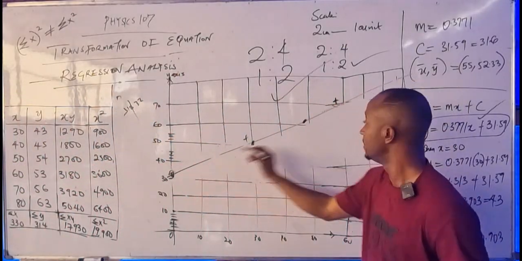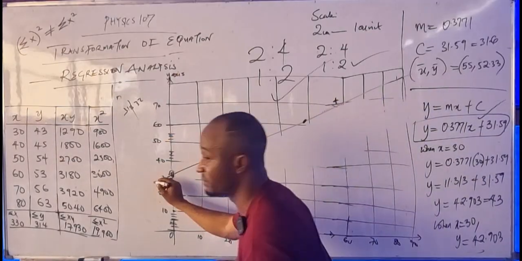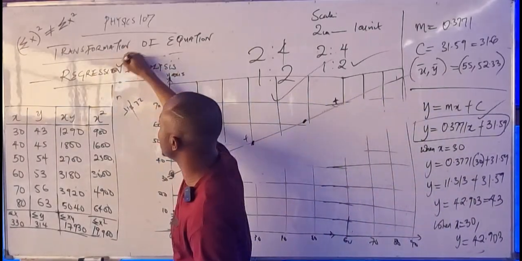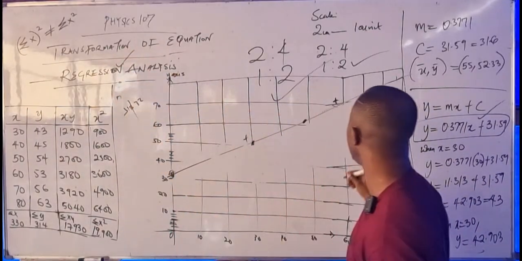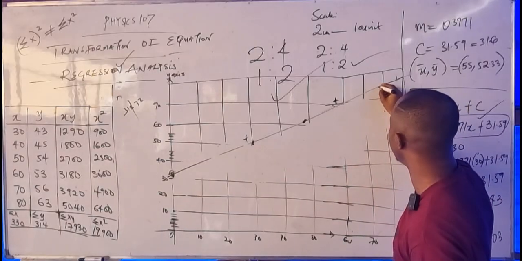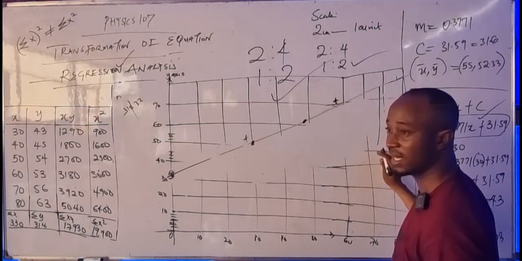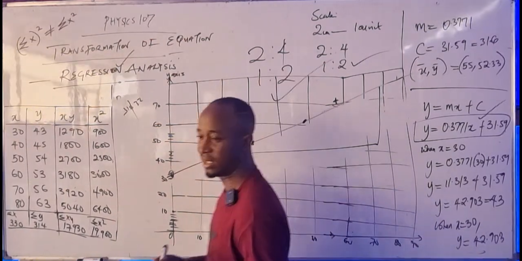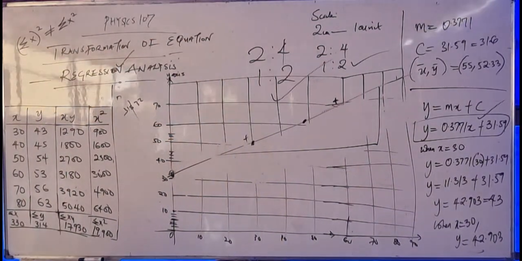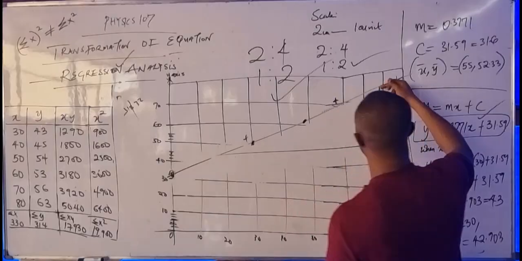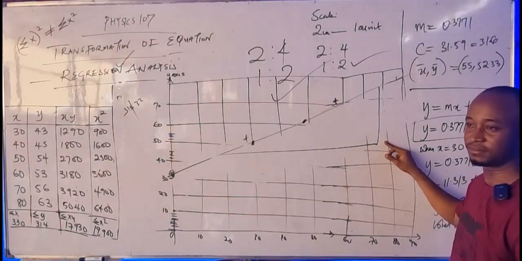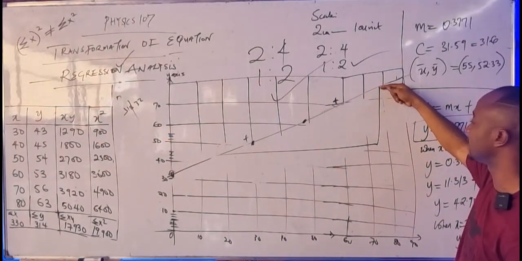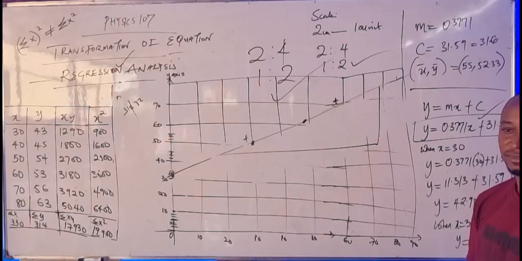This line is called the line of best fit, also called the regression line. So I will determine my slope from here. Just get a line. Then connect to any point here. Let me see your graph. Draw a vertical line from any point on the line.